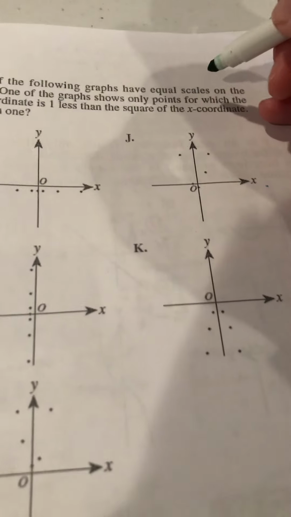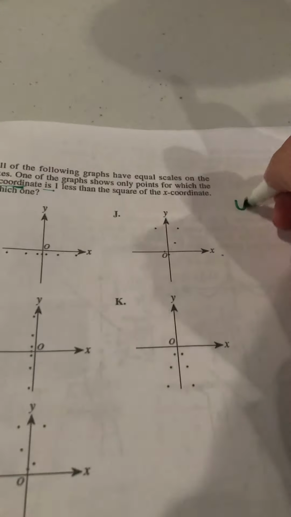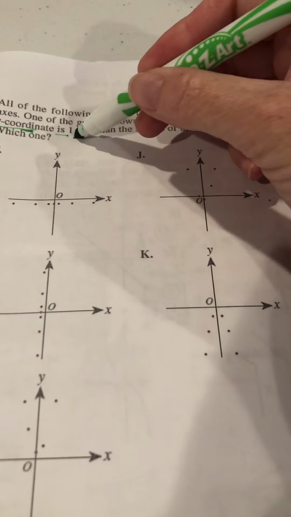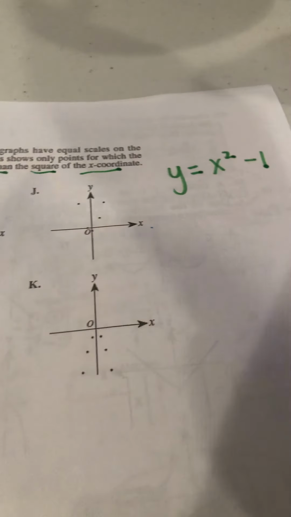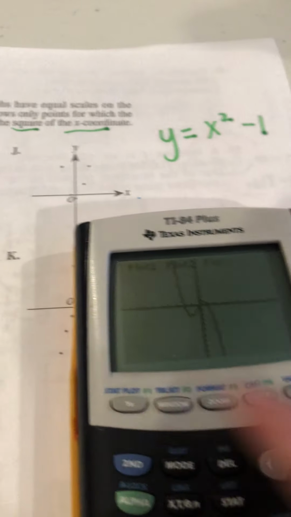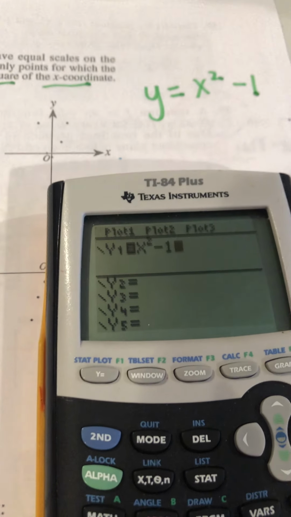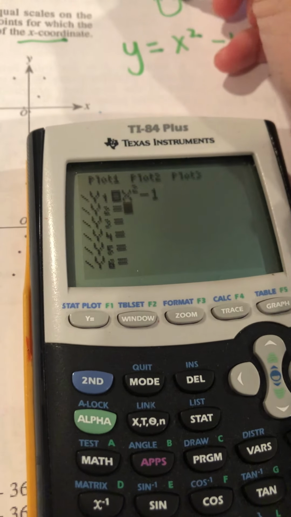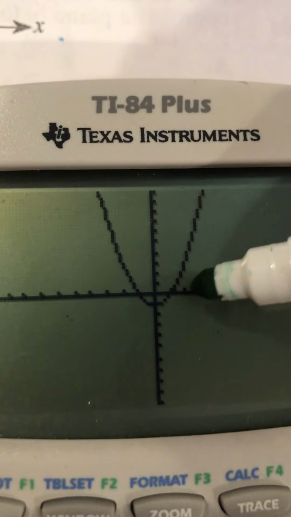Okay, so the first one says all of the equations have equal scales when one of the graphs shows only points for where the y-coordinate is... the y-coordinate is means equal, so y is 1 less than. 1 less than means -1 the square of the x-coordinate, x squared. So hopefully you know how to put things in the calculator, or you should already know what x squared looks like. X squared is a parabola like this, and then -1 means to go down 1.